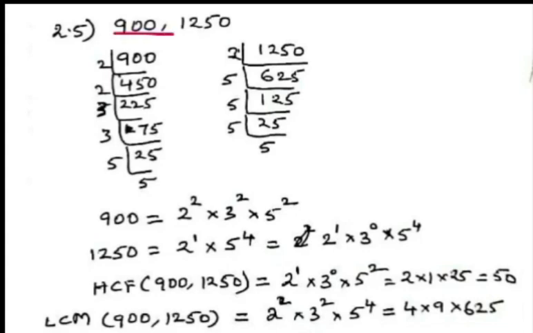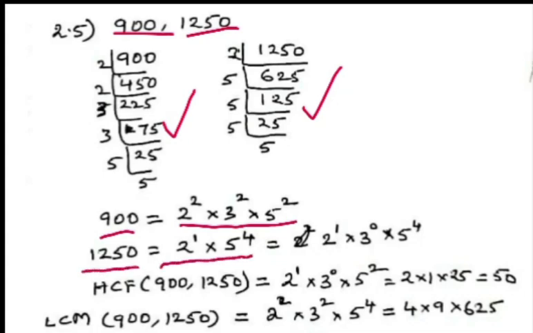Find the LCM and HCF using the prime factorization method. That is, using the fundamental theorem of arithmetic. We have to find the prime factors for 900 and prime factors for 1250. The prime factors for 900 are noted down and the prime factors for 1250 are noted down here.